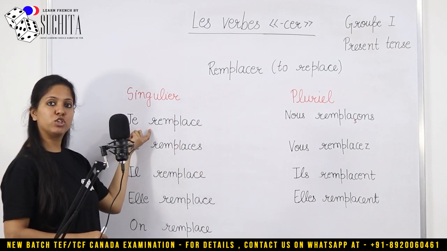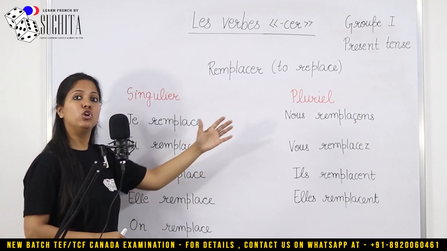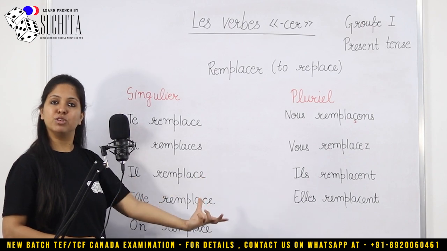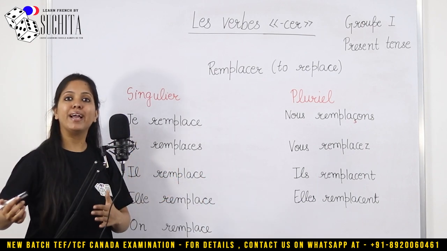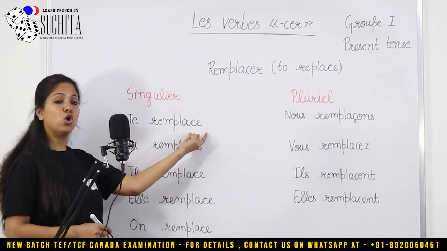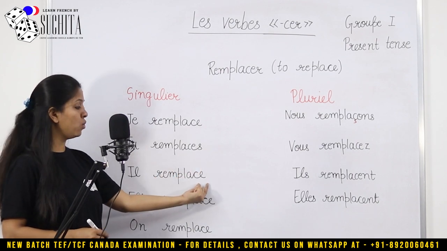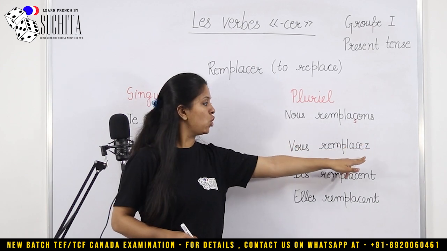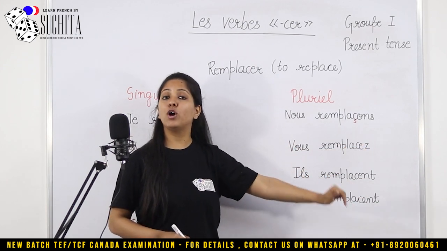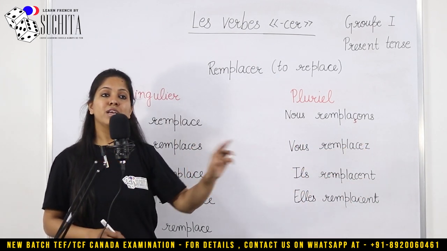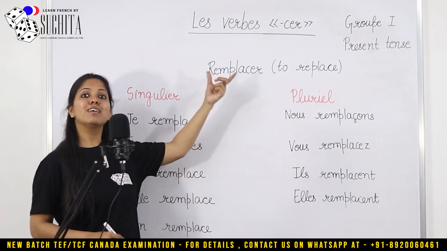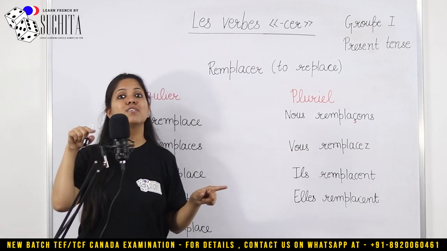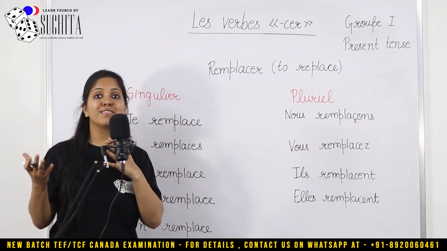So, with je, tu, il, elle, on, nous, vous, ils and elles, you will write this radical along with the endings. So, the endings are E, ES, E, E, E, ONS, EZ, ENT, ENT. Now, the rule is, in case of nous, in case of CER verbs, the C will take accent cédille. Okay? Pronunciation.